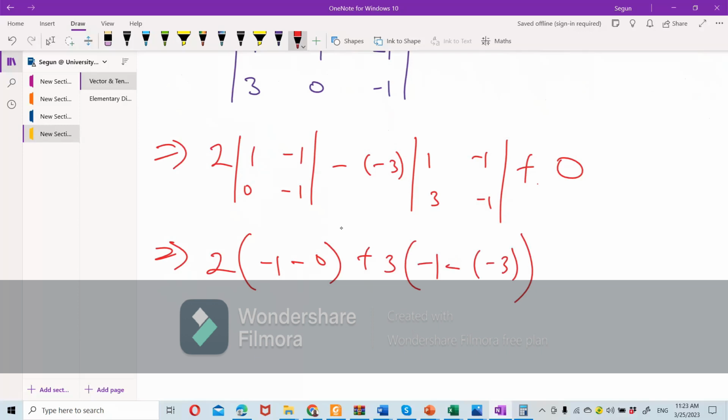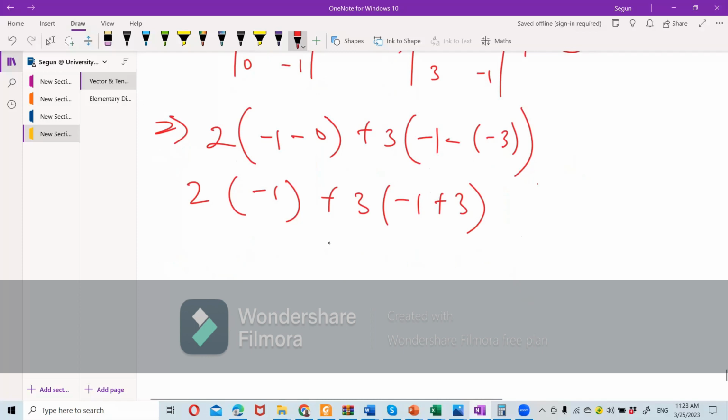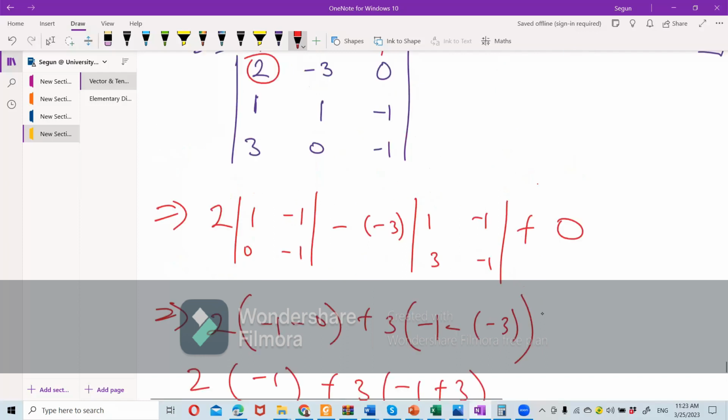So at the end of the day, what do we have? You have 2 in brackets -1 plus 3, in brackets -1 plus 3. Am I right? That's 2. So you have -2 plus 6. The answer is 4. How many of us got 4? None. Okay. I believe you know it.